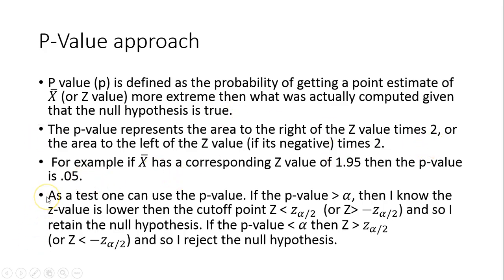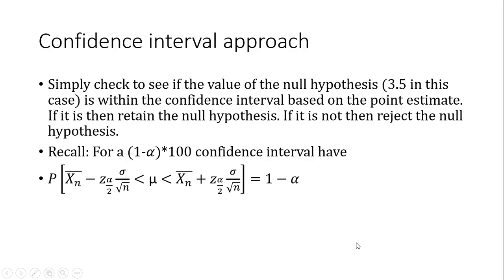As a test, one can use the p-value. If the p-value is greater than alpha, then I know the z-value is lower than the cutoff point, and so I retain the null hypothesis. If the p-value is less than alpha, then the z-value is outside the cutoff points, and so I reject the null hypothesis.